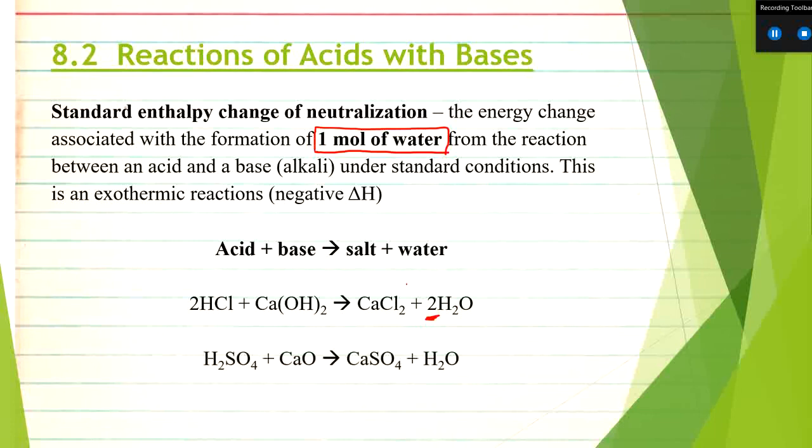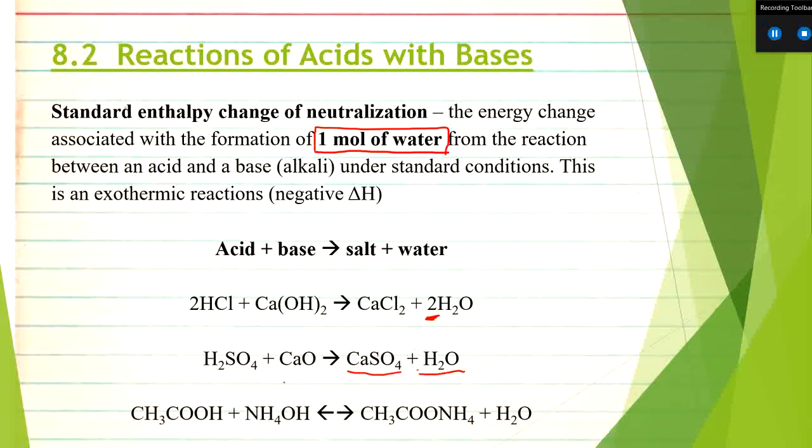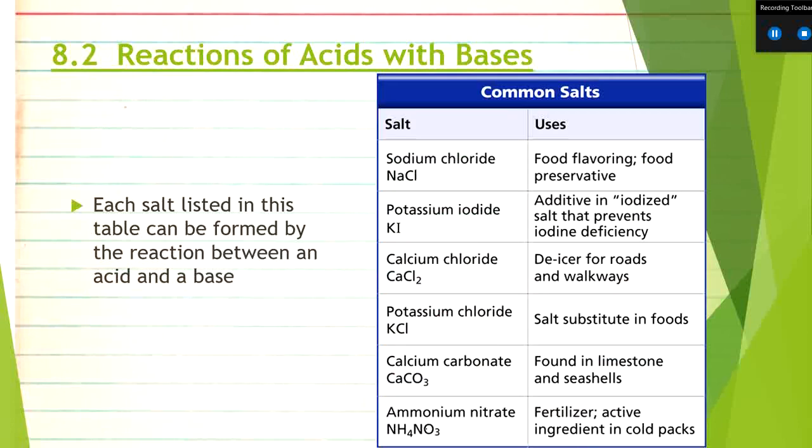Another example, sulfuric acid plus calcium oxide goes to calcium sulfate and water. Again, always forming a salt, so an ionic compound, and water. And lastly, we have our ethanoic or acetic acid and our ammonium hydroxide going to ammonium ethanoate and water. This is our ionic compound. The CH3COO portion would be negative and the NH4 portion would be positive, creating an ionic compound. And of course, when we're dealing with things in solutions, not yet, it's the next slide.